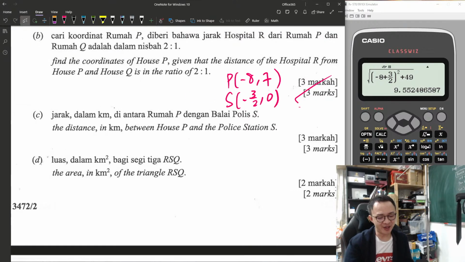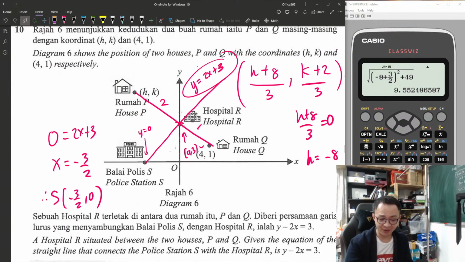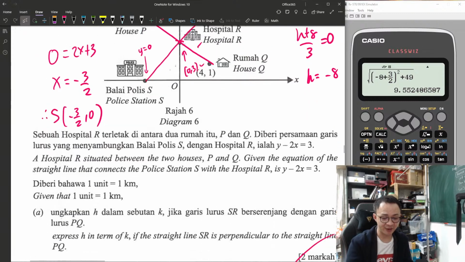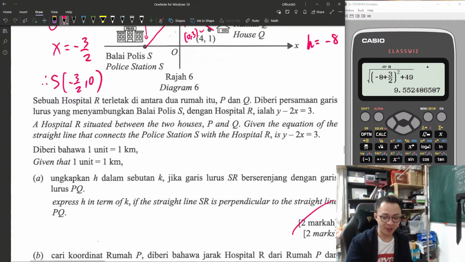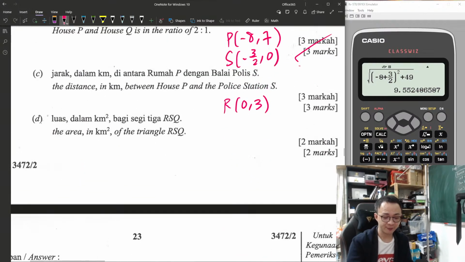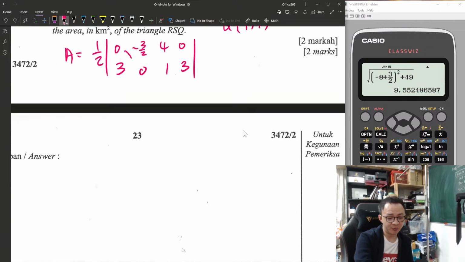Alright, then they ask us to find the area of triangle RSQ. I have S. Do I have R here? Yeah, R is (0, 3), right? And we also have Q is (4, 1). So I'm going to use the area formula, half modulus. Insert the R first, (0, 3). Insert the S, which is (negative 3 over 2, 0). And then insert the Q, (4, 1). Repeat the first one, (0, 3). Alright, so in order to solve this one, we're going to multiply like this.